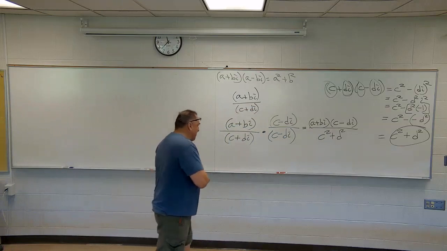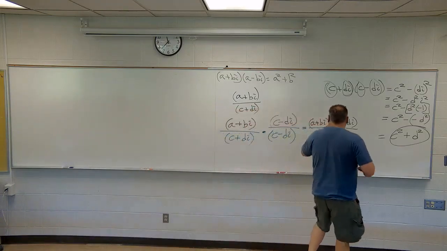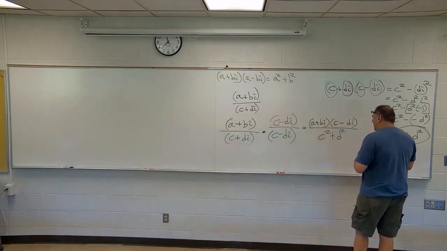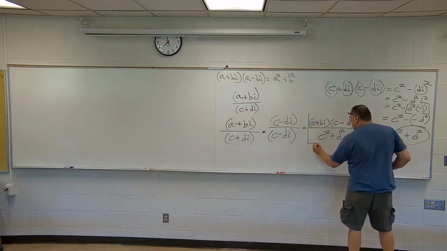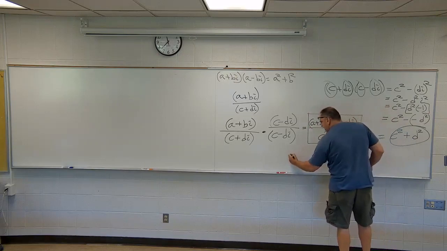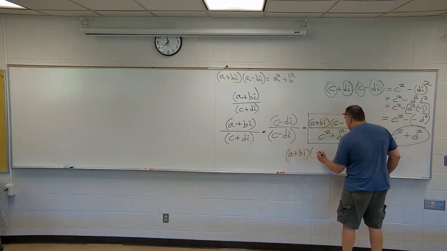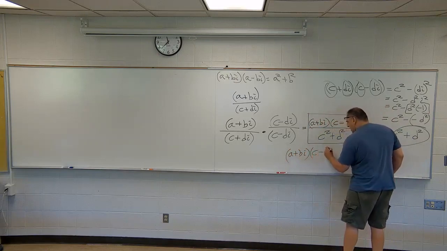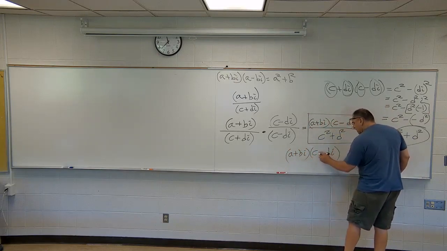So let's go with it. We're looking at this right here. This is the answer, but let's simplify that answer. So you're going a plus bi, c minus di. Minus di is plus a negative di.